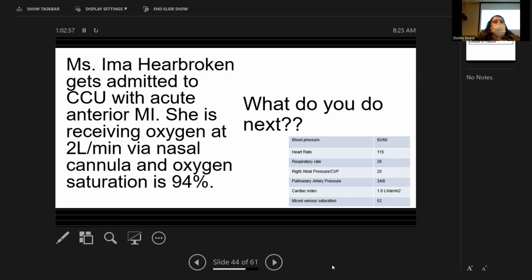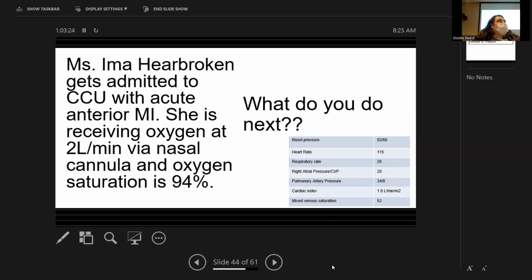How about the wet part? Do you think she's wet? Yeah, right. Her CVP is 20. So definitely she's wet. Now, how about cold? Yeah, she has a cardiac index of 1.8. Normal is about 2.5. A mixed venous saturation of 52. They didn't tell us exactly what her hemoglobin is, but that's probably on the low side.